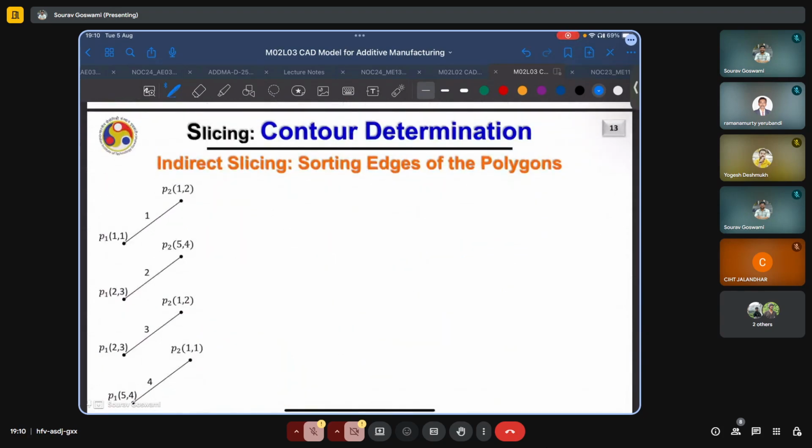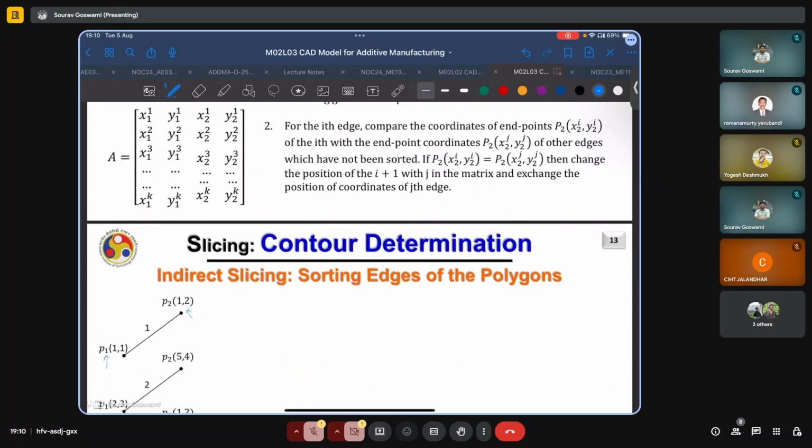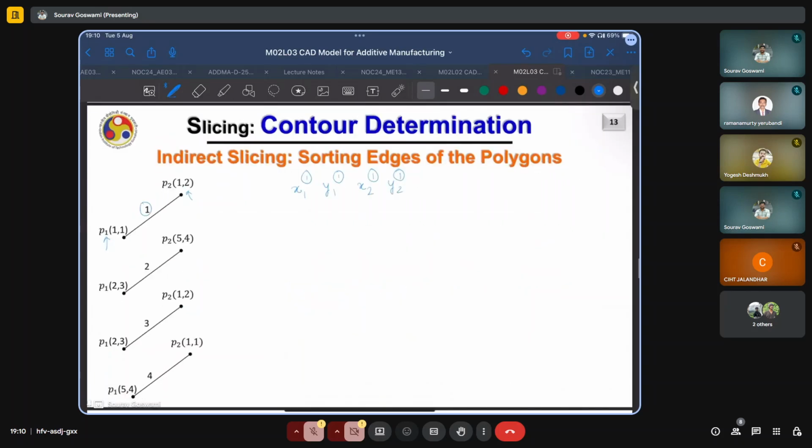So here we have an example where we are asked to sort the edges of the polygon. And we are already told that there are these points which were found to be the points of intersection and they are connected by these edges. So we construct this matrix. I'm just noting the general notation. So x1 of edge 1, y1 of edge 1 and x2 of edge 1 and y2 of edge 1. So I'm just encircling the edge number for easier identification.